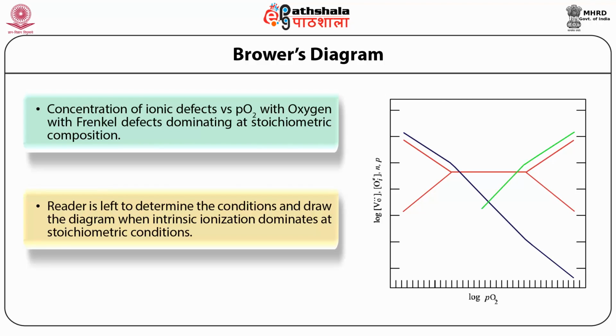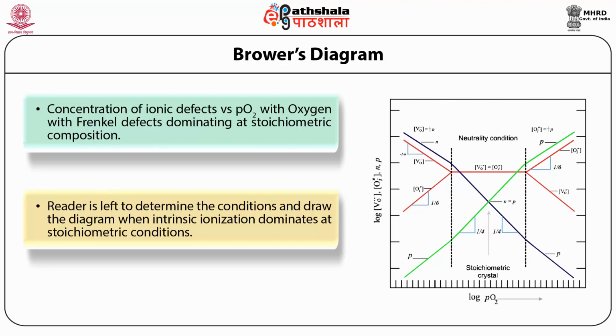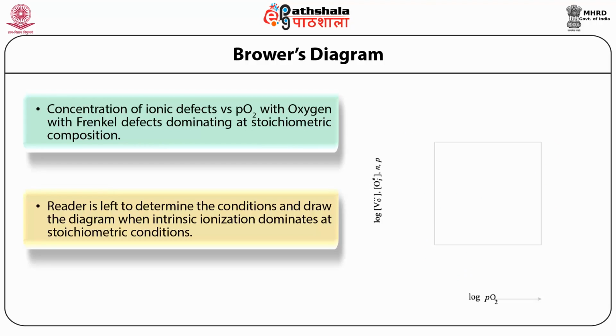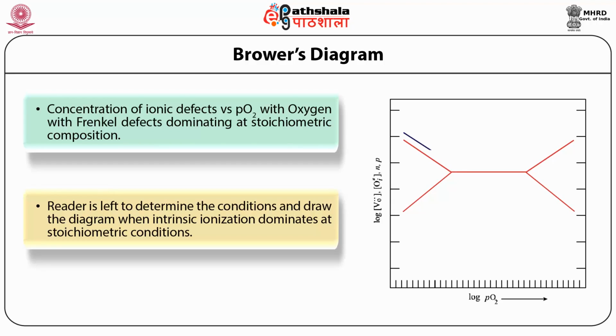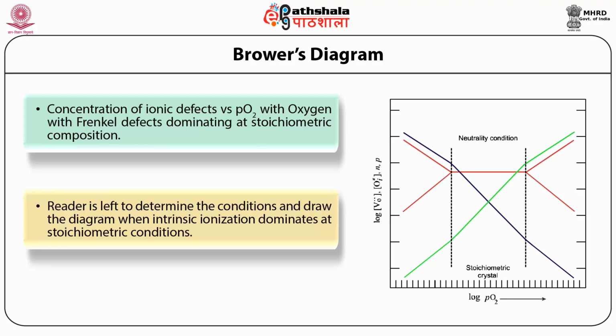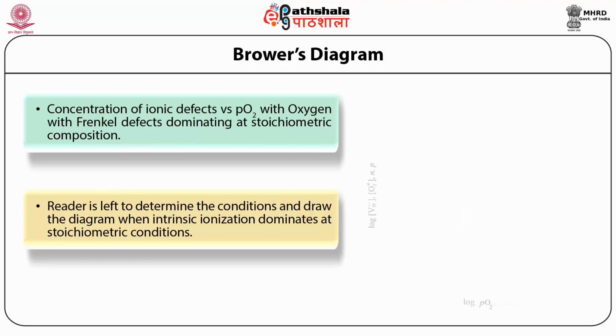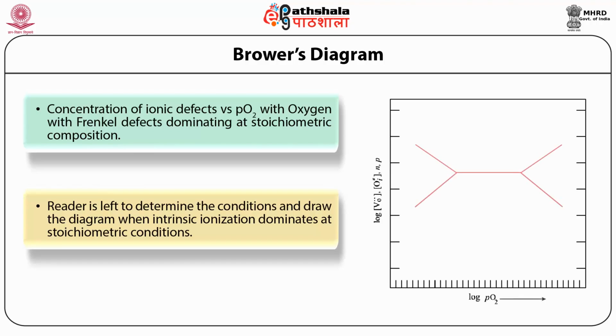Then draw the electron and hole concentrations, that is n and p, in the low and high pressure regions respectively, since their relationship to V_O and O_i is straightforward. Then you can extend these into the intermediate region and the low or high partial pressure of oxygen region, according to the slopes obtained from the analysis. So this process yields the diagram which is shown on the left hand side.